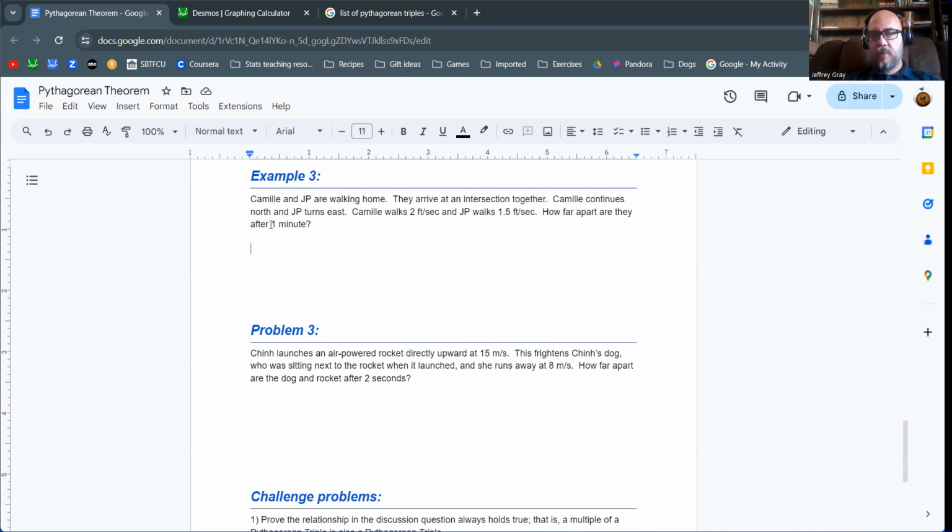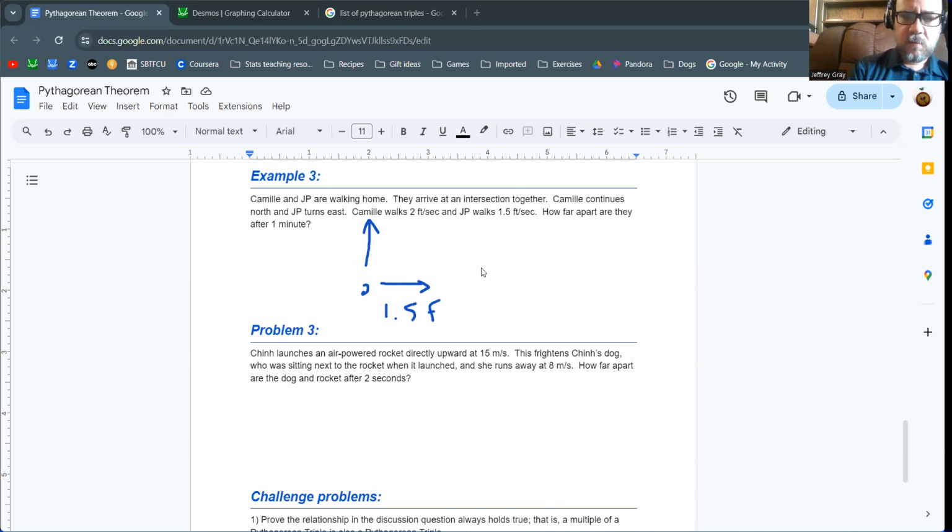So I want to know how far apart they are after 1 minute. Well, like pretty much every Pythagorean theorem problem, we're going to draw a triangle. So let's do that. Get to annotate here. So Camille is walking 2 feet per second north, and JP is walking 1.5 feet per second east. So here's their starting point. Sorry, my screen's a little dirty here. Okay, and then Camille goes 2 feet per second this way, and JP goes 1.5 feet per second that way.